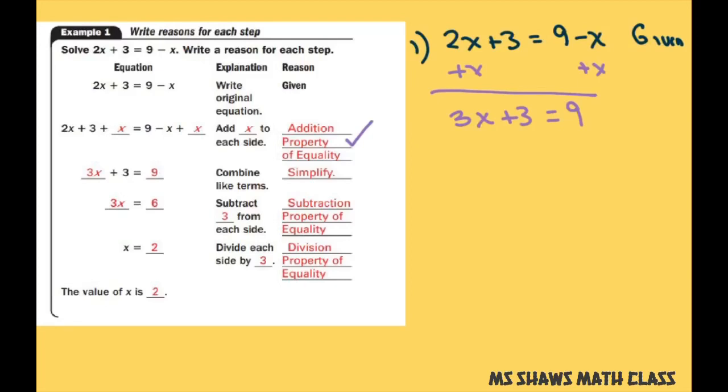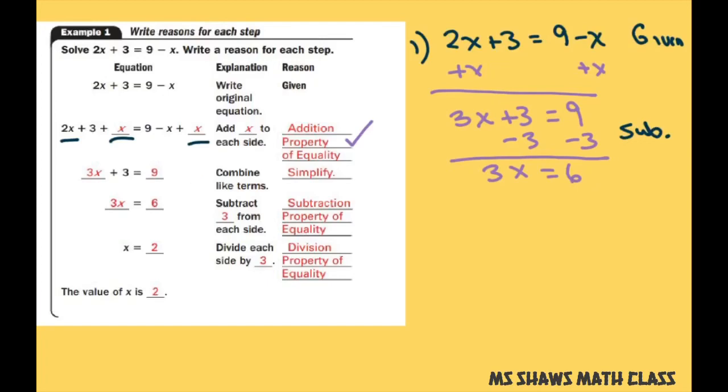And then we're going to combine like terms, or actually they kind of left one out. We can subtract 3 from both sides. And so this one's kind of wrong here. So this is 3x equals 6. That's your subtraction property. I'll just put subtraction property of equality. And then we're going to divide both sides by, oh, I see what they're doing. They're just adding these up. They're adding like terms. All right, so that's okay.